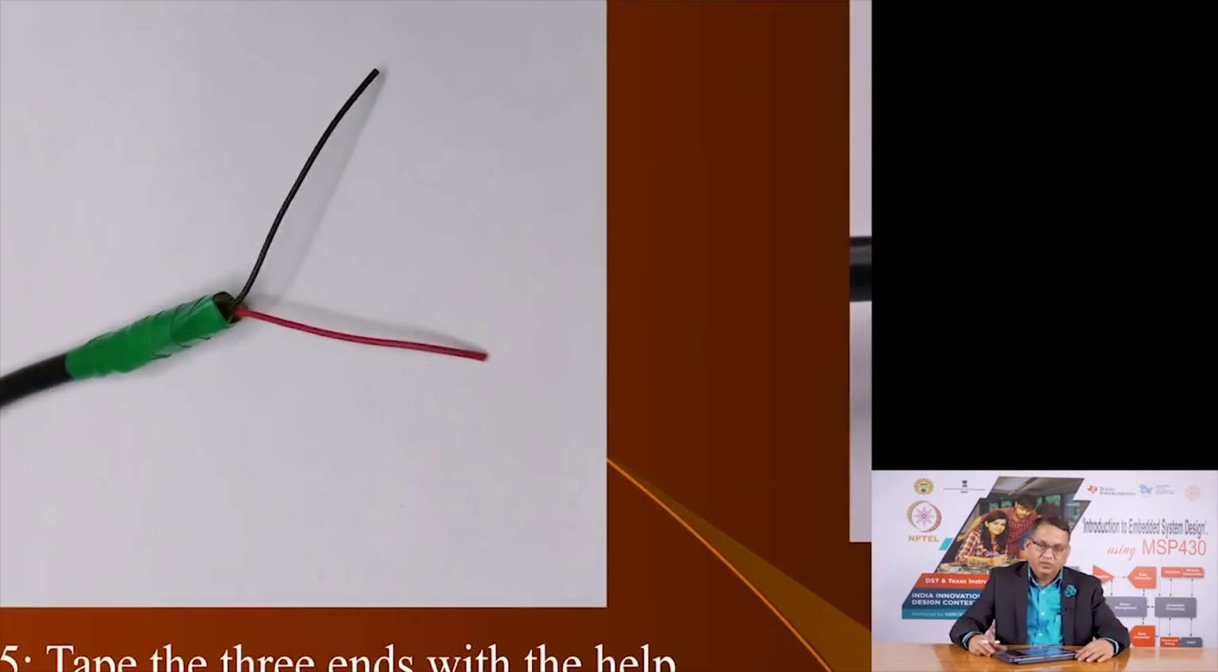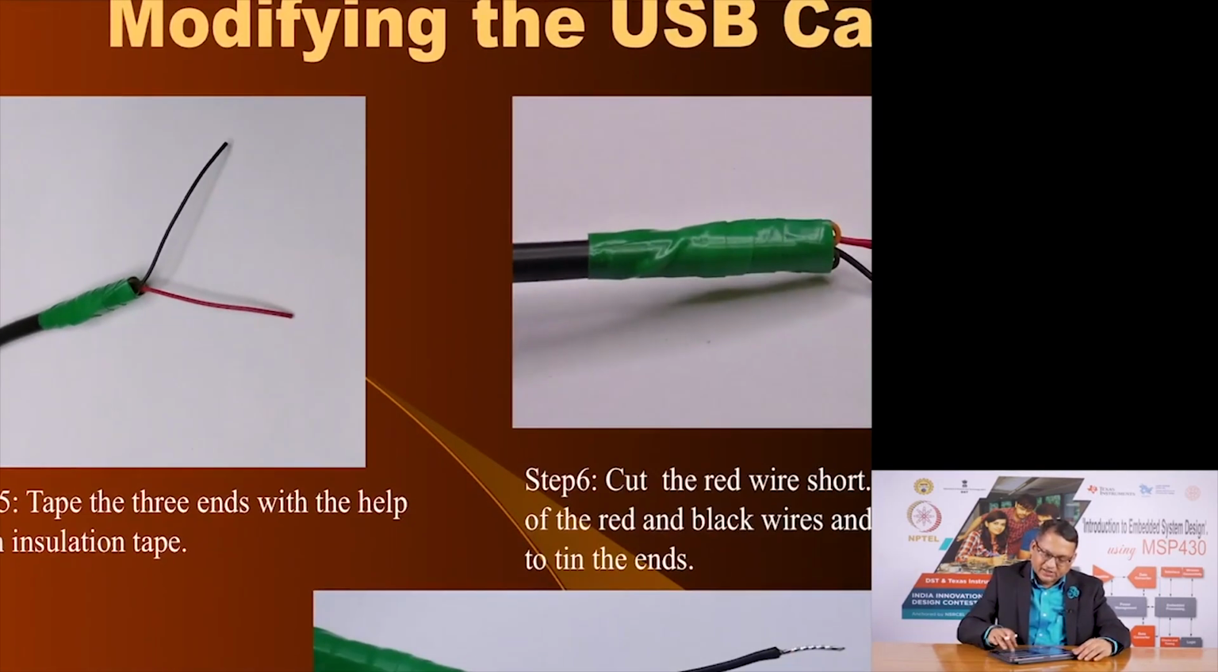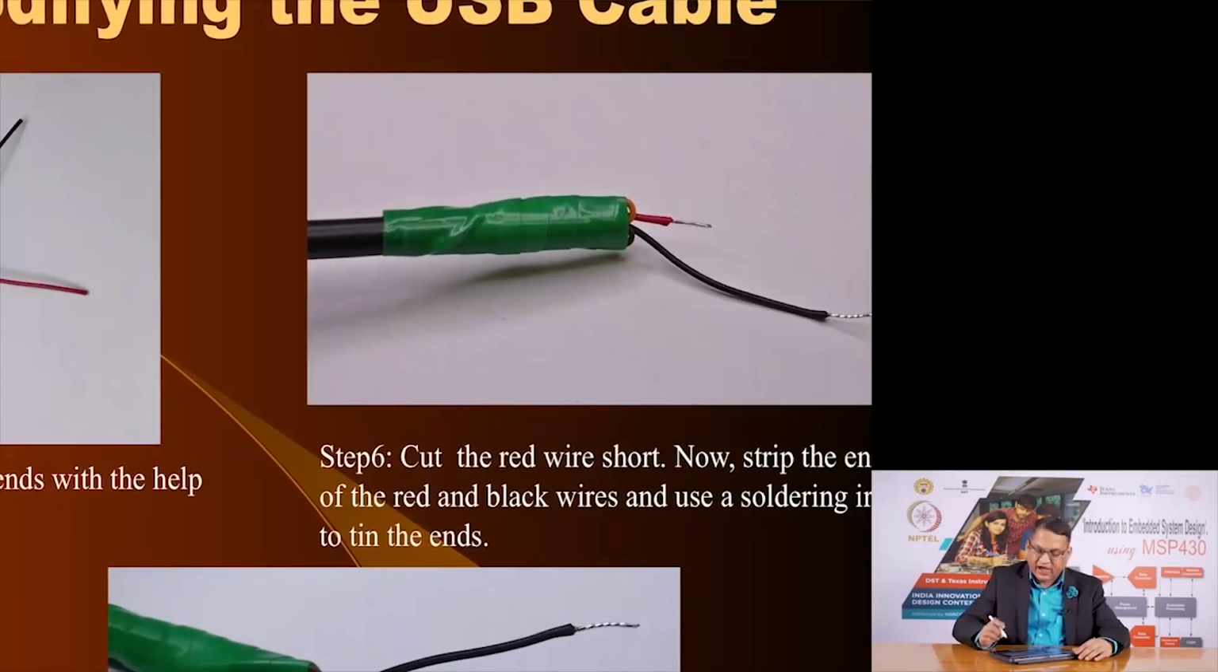Use insulating tape to tape it off. Now these wires can be cut at different lengths. Why? Because we do not want them to be of equal length, as they may short with each other and create problems for the USB interface. So, you cut them at different levels.